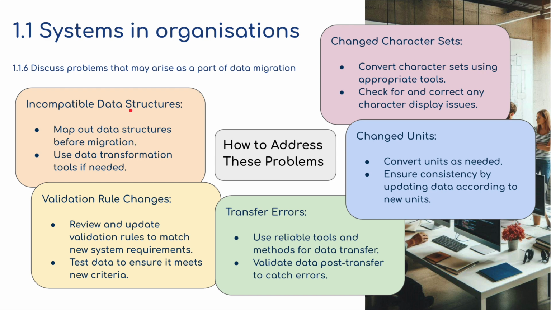Incompatible data structures: we've got to first of all map out data structures before migration, and use data transformation tools if needed. Validation rule changes: review and update validation rules to match new system requirements, and test data to ensure it meets new criteria. Transfer errors: use reliable tools and methods for data transfer, and validate data post-transfer to catch any errors. Changes in units: convert units as needed, and ensure consistency by updating data accordingly to these new units.